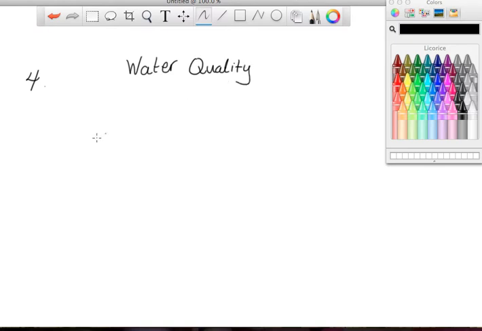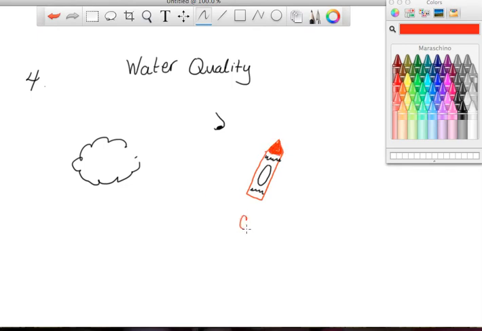It's tested for 3 things: cloudiness, it's tested for odor, there's my nose, and it's tested for color. I'm just going to draw a little picture of a crayon here. Okay, so color, odor, cloudiness.